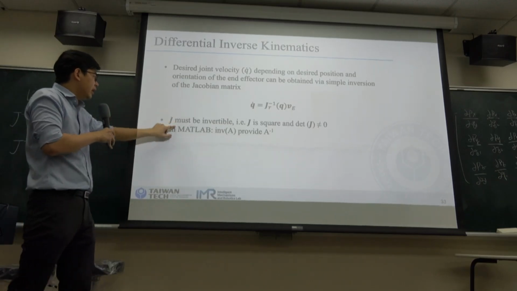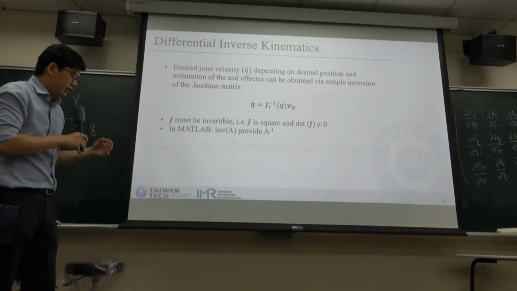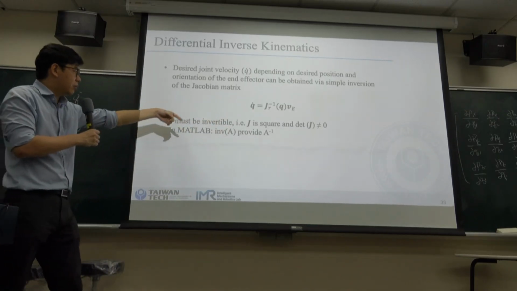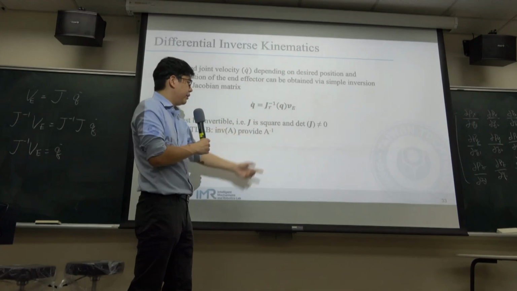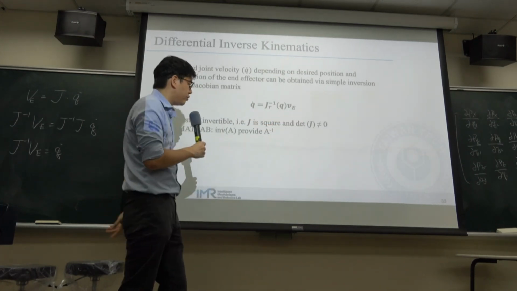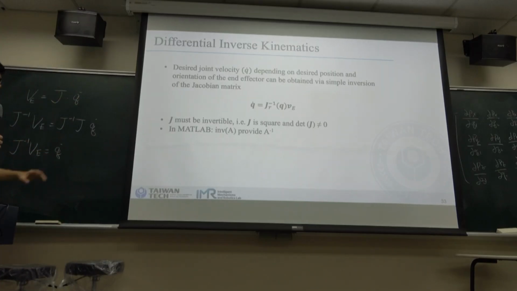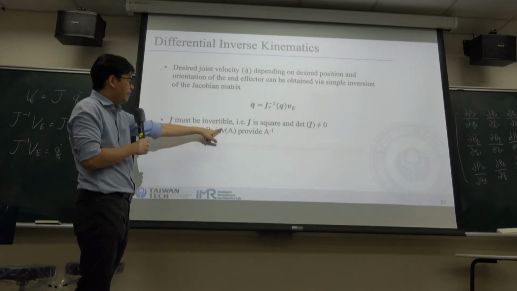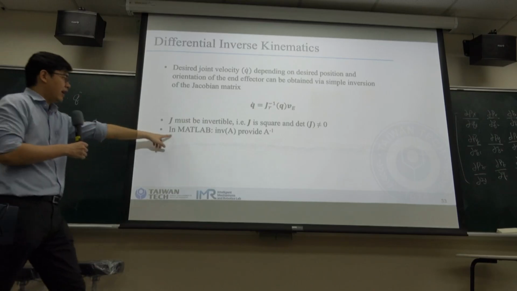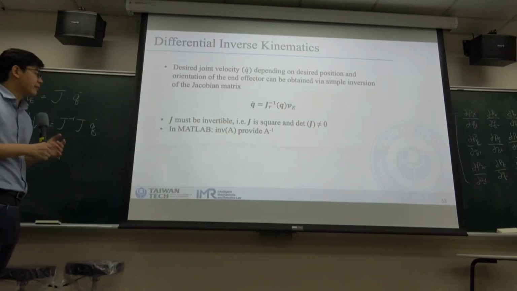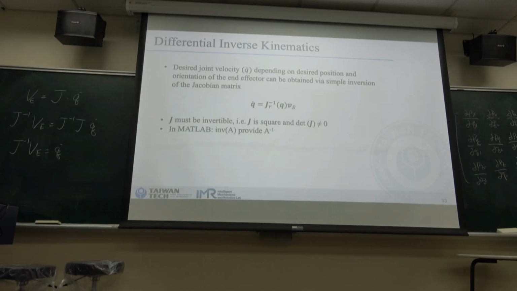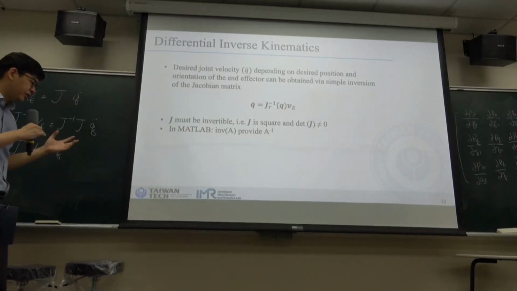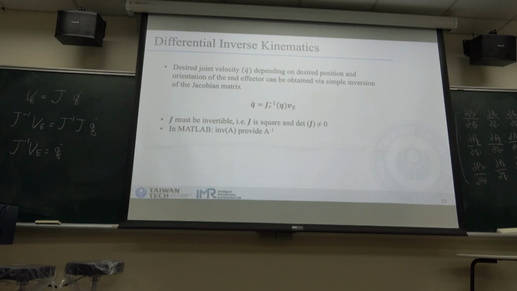And to use this method, the Jacobian must be invertible. The condition for the matrix to be invertible is that the Jacobian needs to be a square matrix, and also the determinant of the matrix should not be 0. And in MATLAB, you can use the function INV to provide your matrix inverse. And if the matrix is not square, then a pseudo inverse can be used, but it's not really recommended.